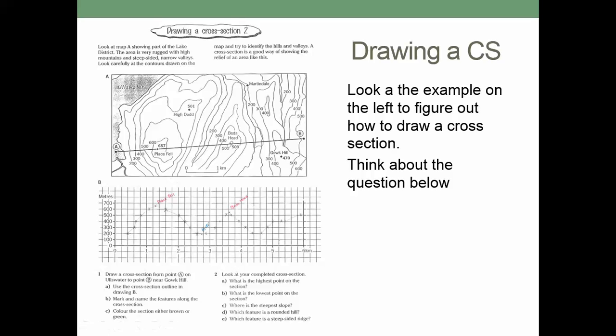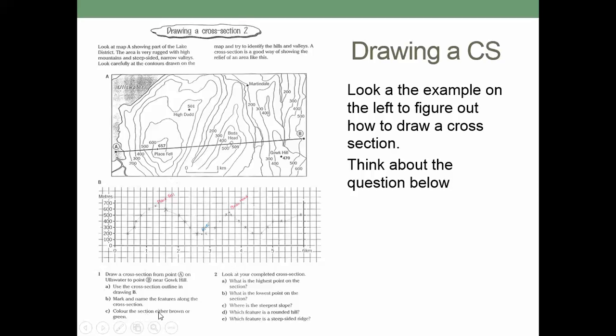You could get asked to not draw the whole thing, but they might give you this little bit here and say, right, there are two bits missing, can you complete it? So they might ask you to complete a cross-section in the exam. The more likely thing which they're going to ask you to do is some of these questions below here. Mark and name the features along the cross-section. So you've got Place Fell, you've got Bedahead, you've got a river running through here that you can see. You would have Galk Hill up here as well, which is the last point here.